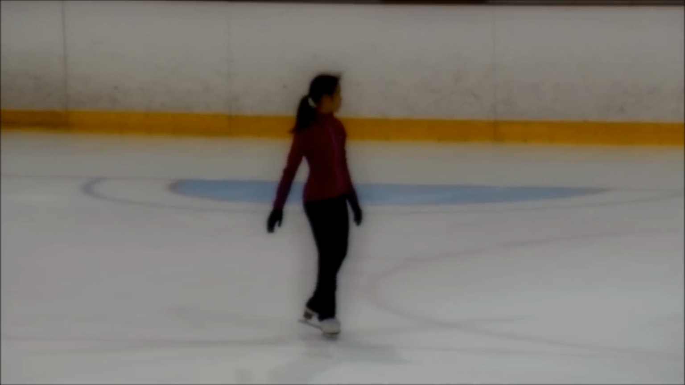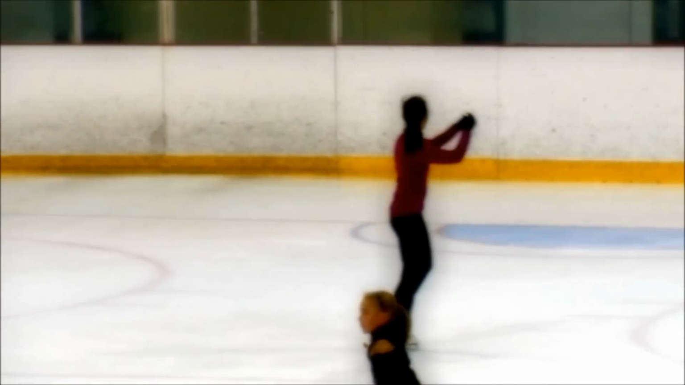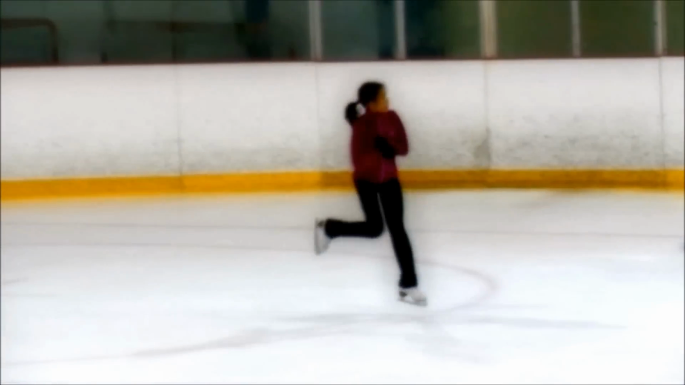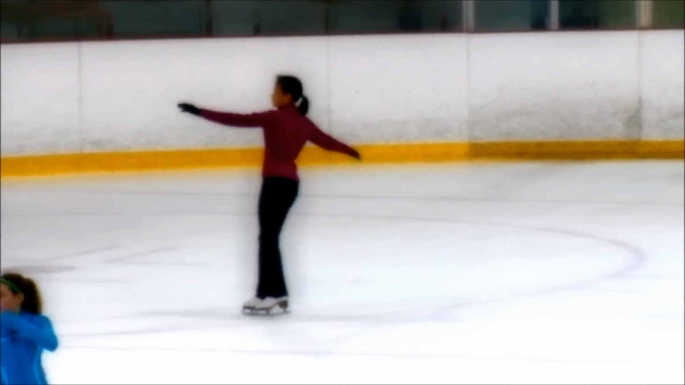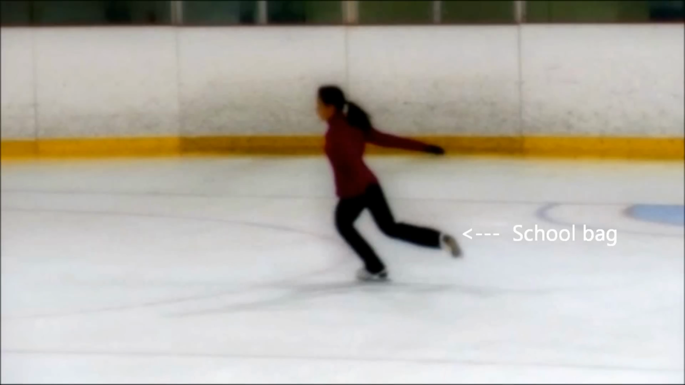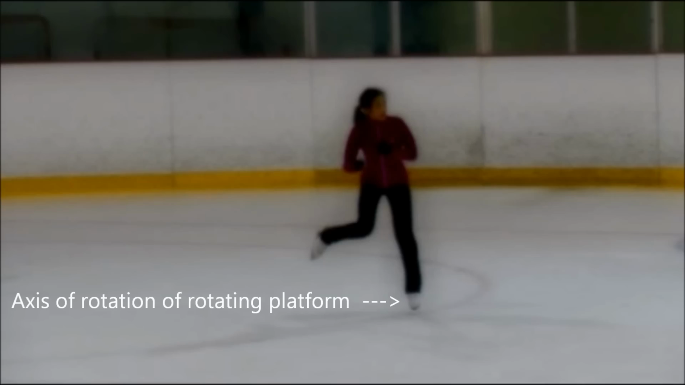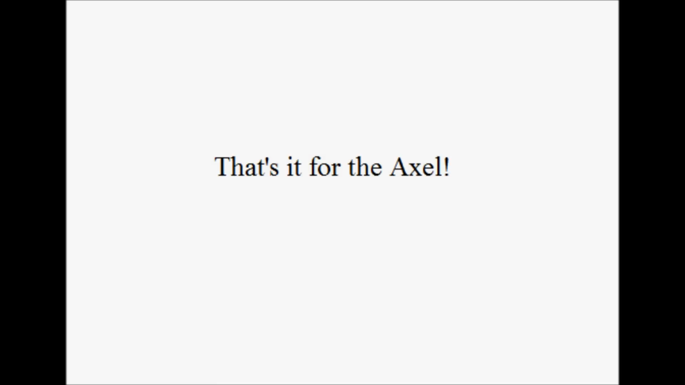The Axel isn't toe pick assisted, so in that sense it's different from the Lutz. Otherwise though, rotation is generated quite similarly between the two jumps. The school bag and rotating platform explanation still works, you've just switched things up a bit. The swinging right leg becomes like the school bag, and the left foot is the axis of rotation of the platform. That's all that's different about the Axel really in terms of physics. The rest is just what I explained earlier.